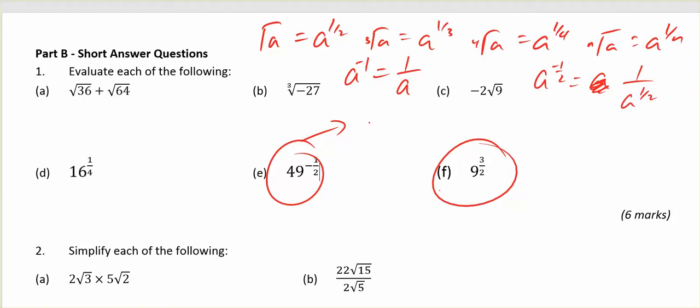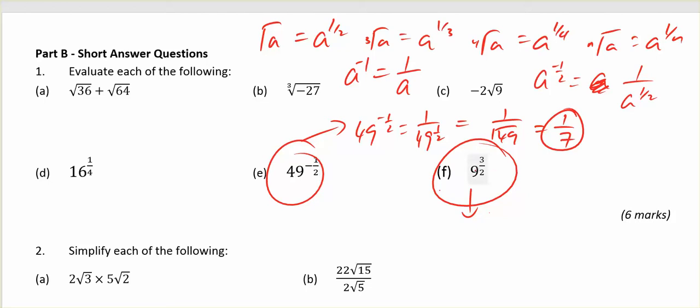A similar idea here. If I've got 49 to the power negative half, I can move the 49 and a half downstairs, and it becomes a positive index. Now we need to know what anything to the power half means. It just means the square root of it. So the square root of 49 is 7, so 1 on 7 is the answer.